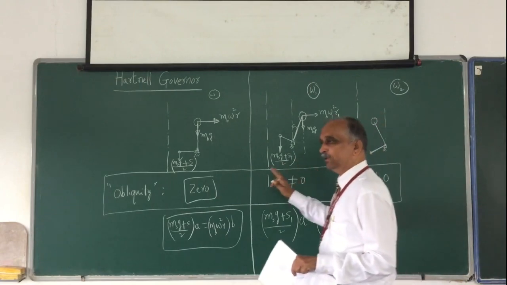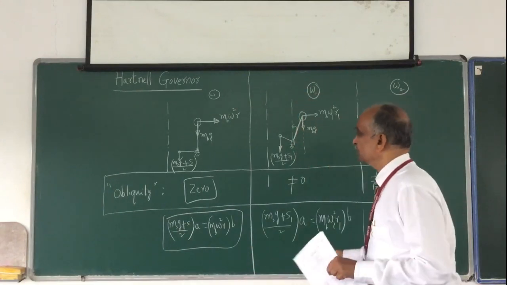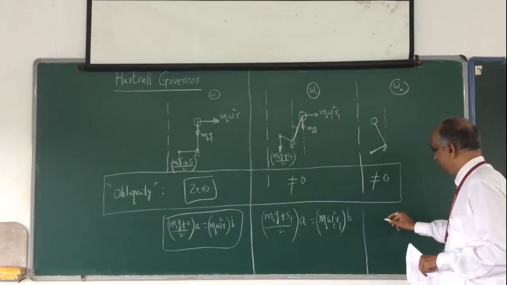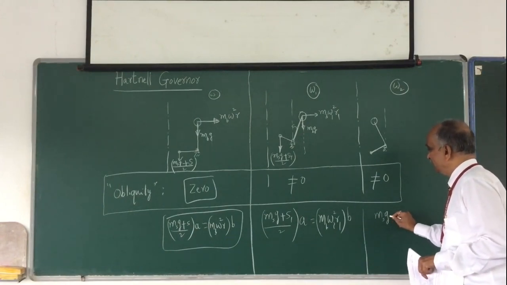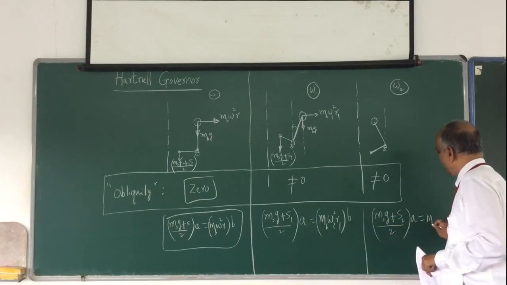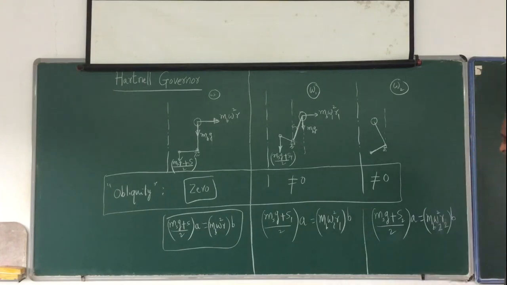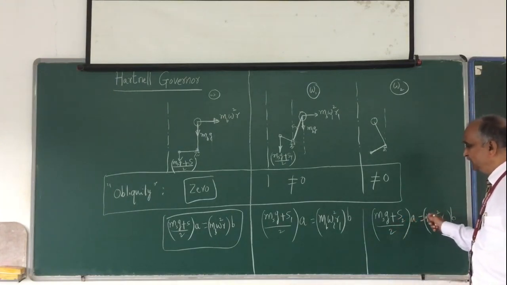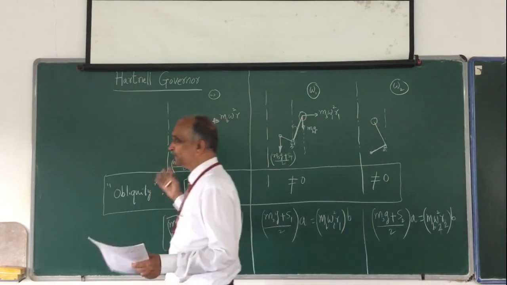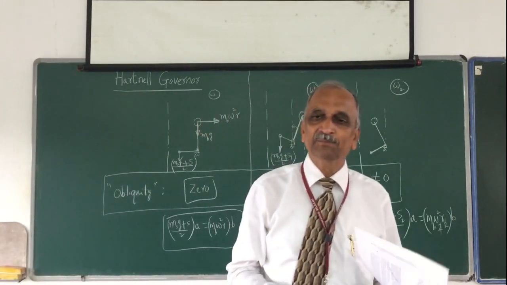So whenever you neglect the obliquity effect, then you have the moments due to only two forces. The third force is not going to be there. And similarly, if I neglect it here, ms into g plus s2 divided by 2 multiplied by a is equal to mv into omega 2 square r2 multiplied by b. So whenever you neglect the obliquity effect, you don't have to calculate a1, b1 or a2, b2, and therefore the analysis becomes much simpler.